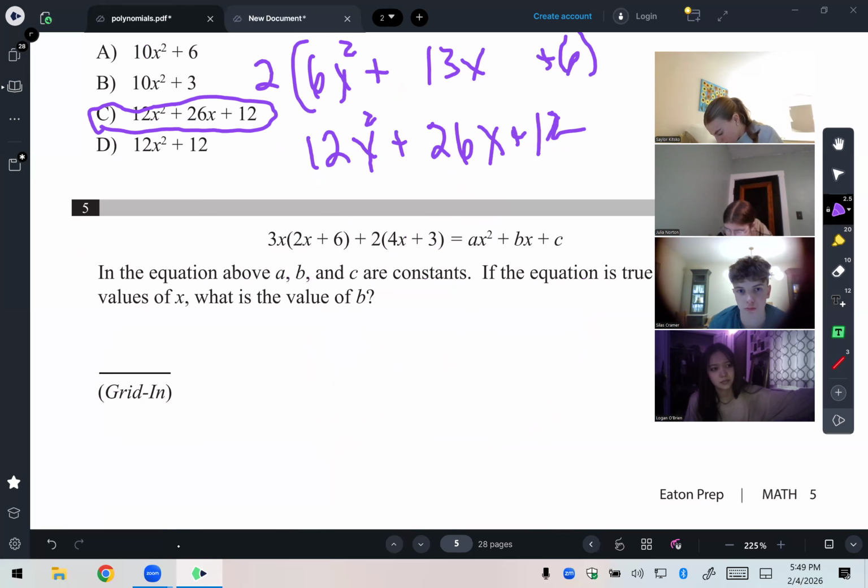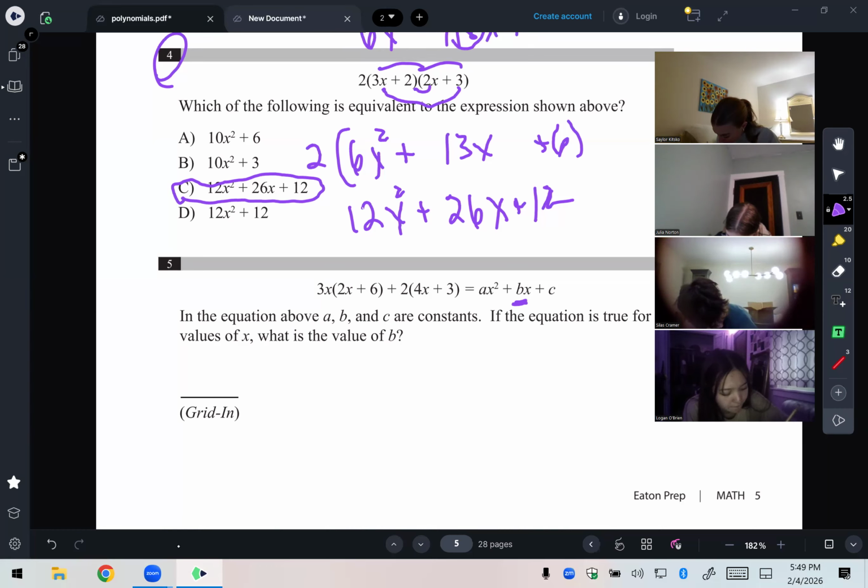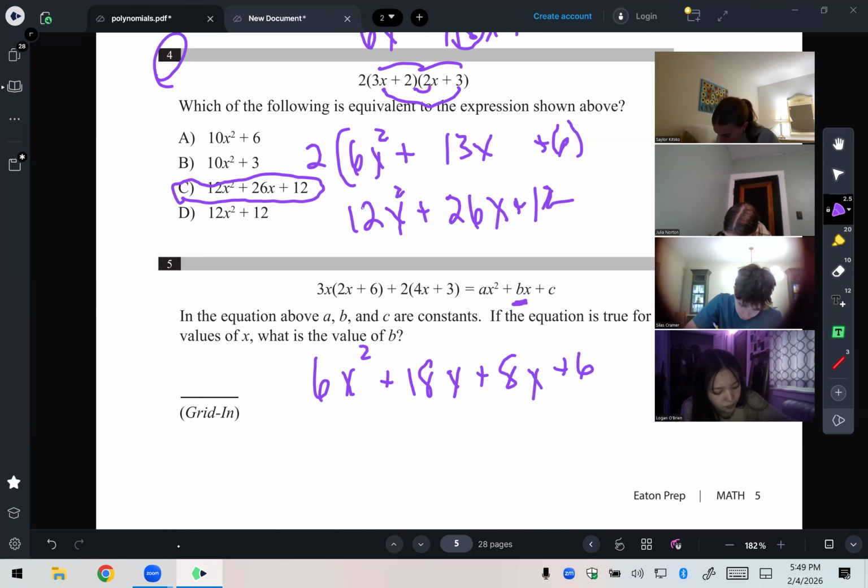Okay, in the equation above, A, B, C, and constants are constants. If the equation is true for all values of x, what's the value of b? So I'm going to have you try to beat me to the answer. You're going to be solving for b, which is before the x. Pretty much can promise you one of these on test day.